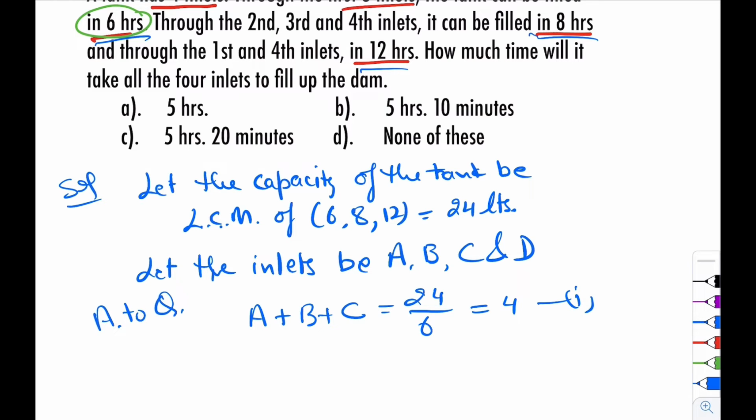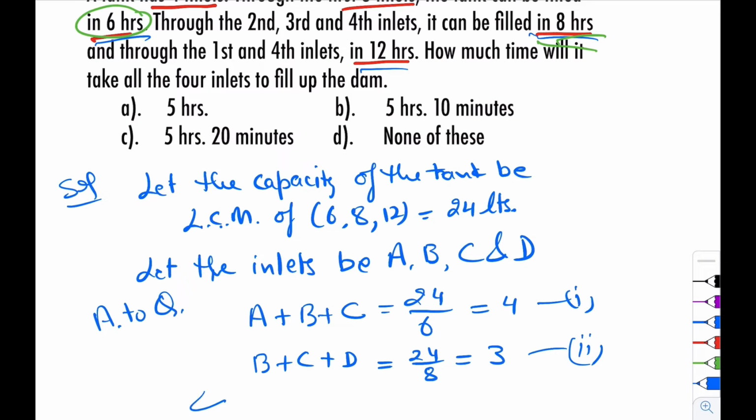And B plus C plus D, this is equal to 24 upon 8 and this is equal to 3. 24 upon 8, this one. B plus C plus D. So this is equation number 2.